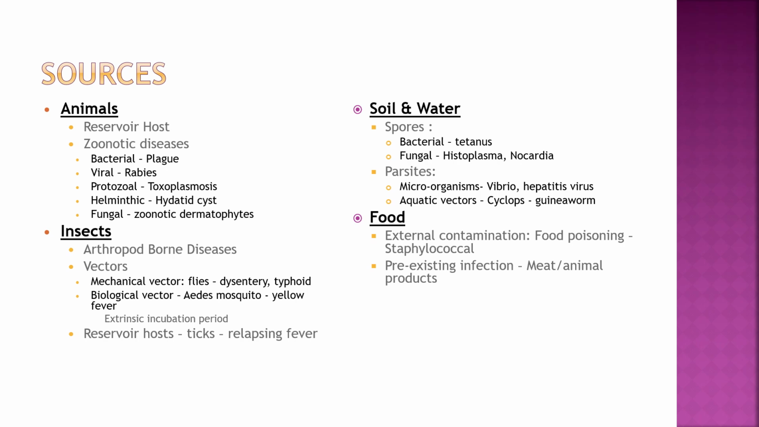Then other sources can be soil and water. So bacterial spores can cause tetanus. Then parasites and microorganisms like vibrio, hepatitis viruses. Then food, it can be external contamination, food poisoning or staphylococcal poisoning, then pre-existing infection, meat, animal products.